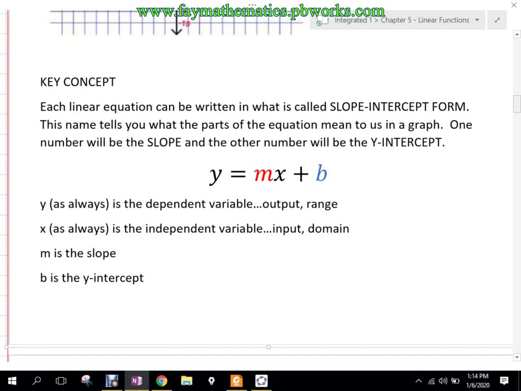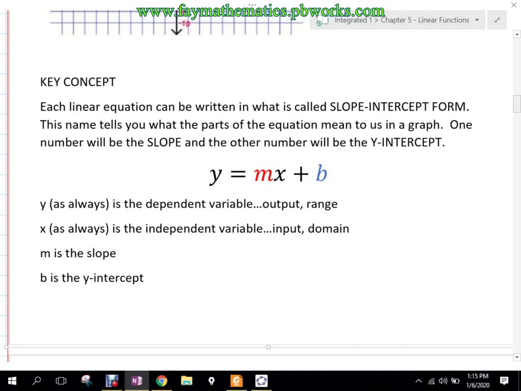When we write equations, every equation that we write, unless it's vertical or horizontal, and vertical and horizontal are going to be special cases we'll get to later, is going to have a y in it and an x in it. Those symbols, y and x, are going to stay y and x. M and b are going to turn out to be real numbers. M is our slope and b is where we cross the y-axis. Does that make sense?